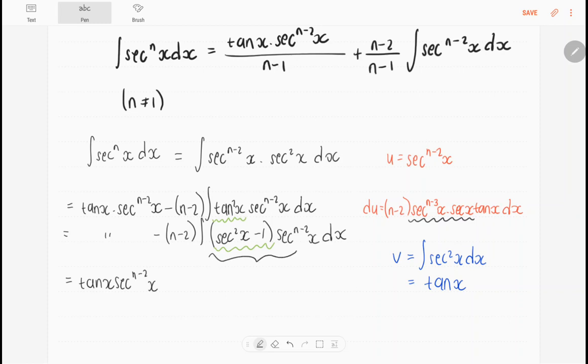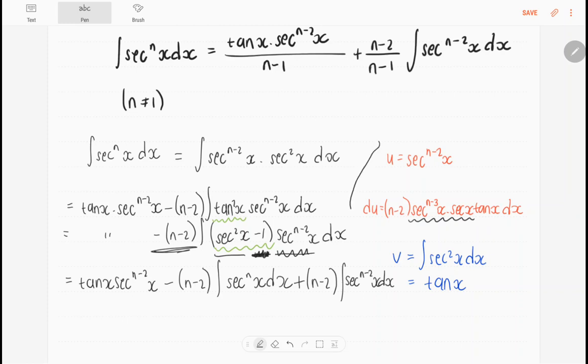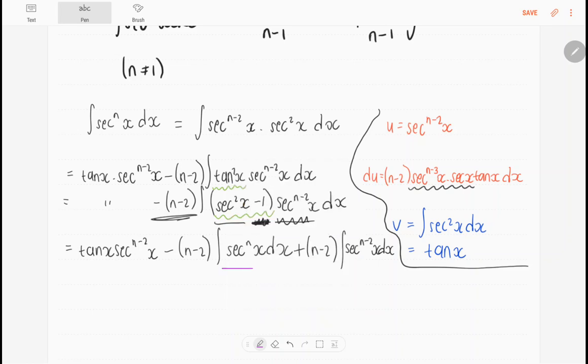Then I'm going to multiply out the bracket, and at the same time I'm going to split this entire second integral here into two integrals. So I'm going to have minus n minus 2. Then I have the integral of sec squared multiplied by sec to the n minus 2. So that's just going to give me sec to the n x dx. And then I have minus n minus 2 multiplied by that minus 1. So I'm going to have a plus n minus 2 multiplied by the integral. So we're multiplying this 1 over here with this sec to the n minus 2. So it's sec to the n minus 2 x dx. Let's just do that. This integral looks the same as the one that we started with.